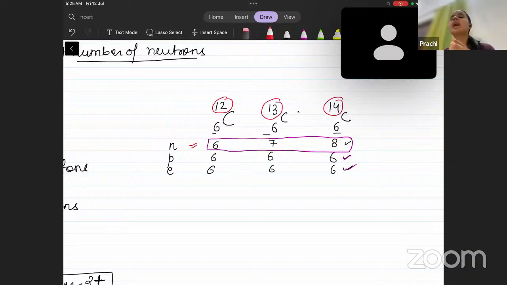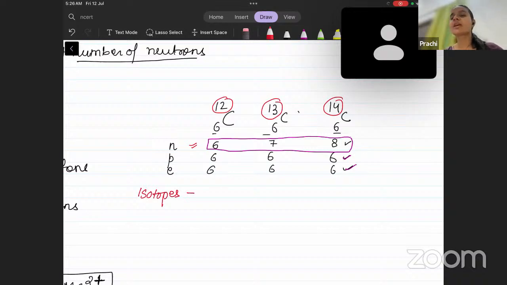Now in chemistry, what is the name given to such species? How are these species related to each other? If you see this kind of relationship between two or three atoms where the number of neutrons is different and you have the same number of electrons and protons, or we say they have the same atomic number, then they are known as isotopes.